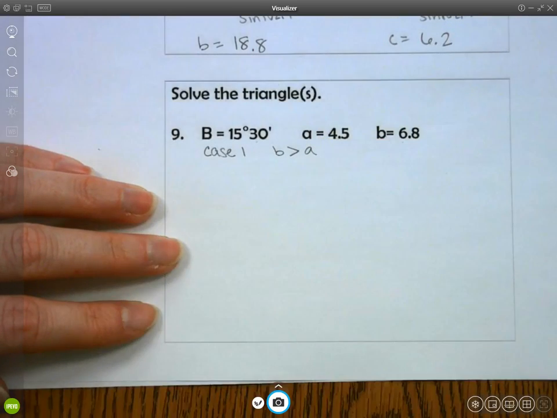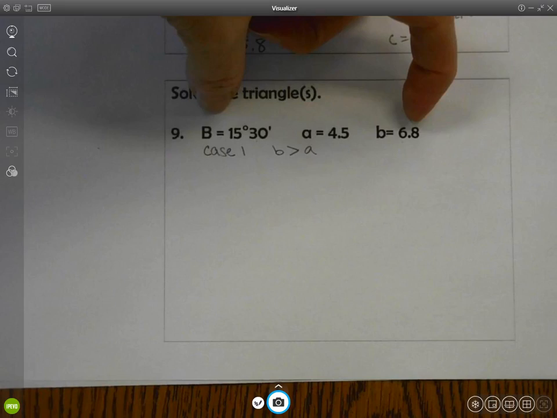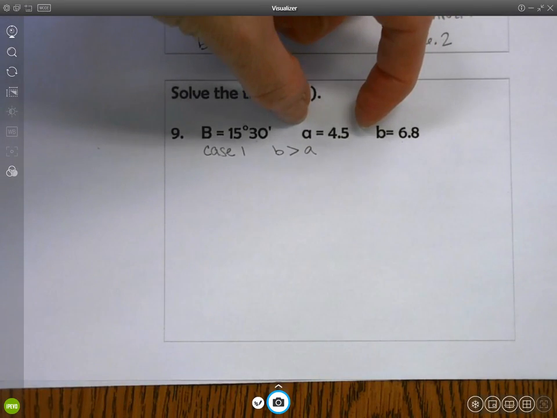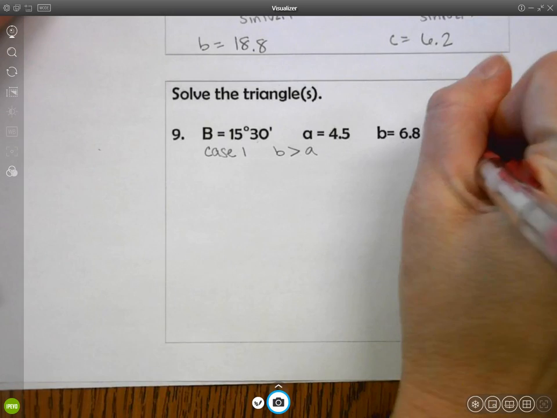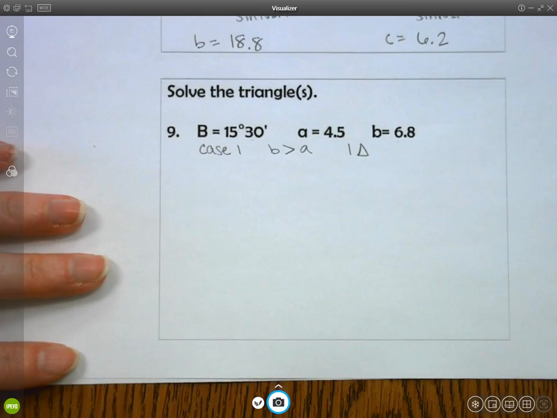So B is greater than A. So we're looking at case 1, and we have the side opposite greater than the other side. That means that there is only one triangle, which is good news. We only have to work the problem one time.